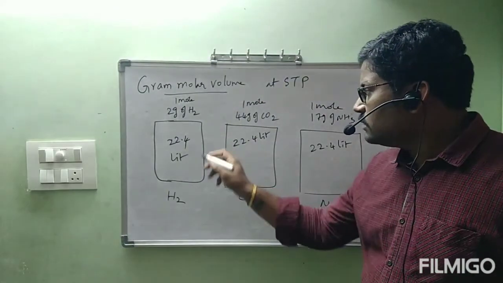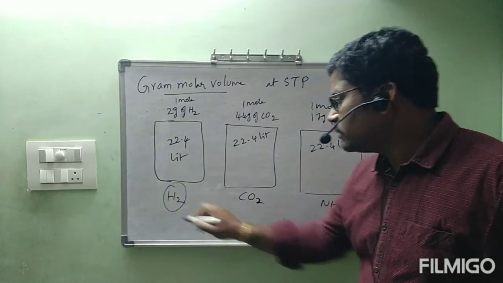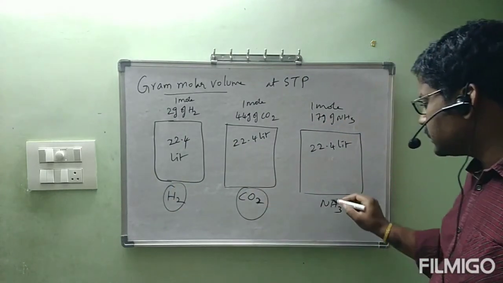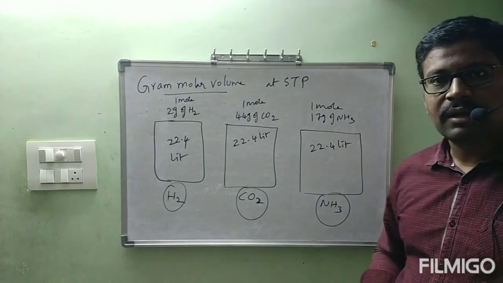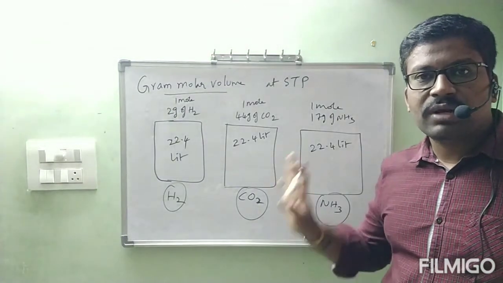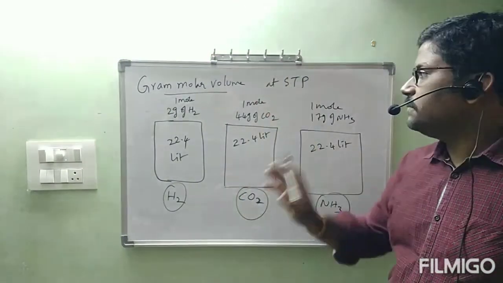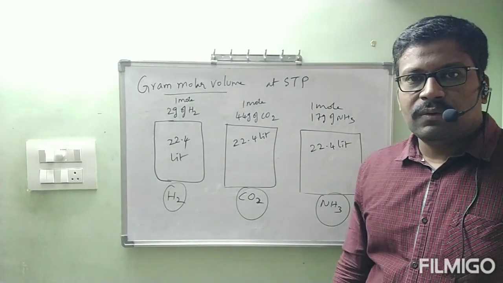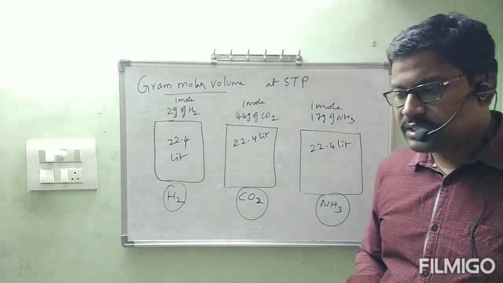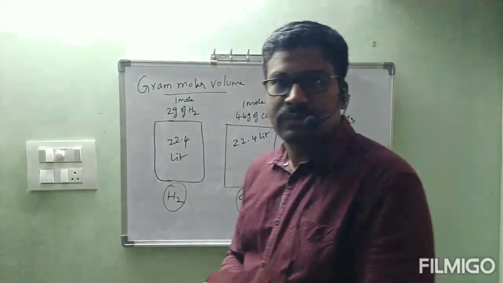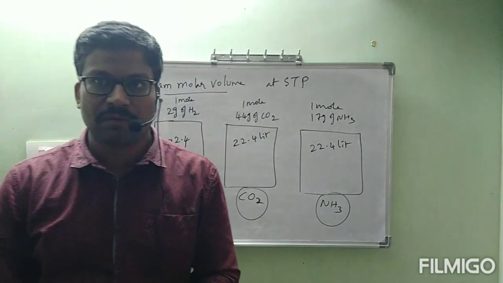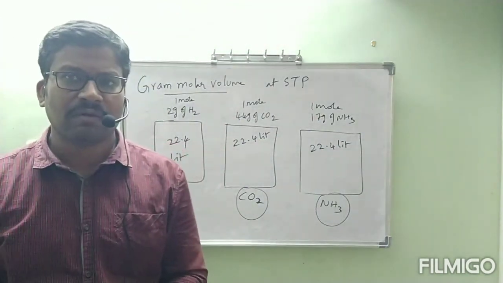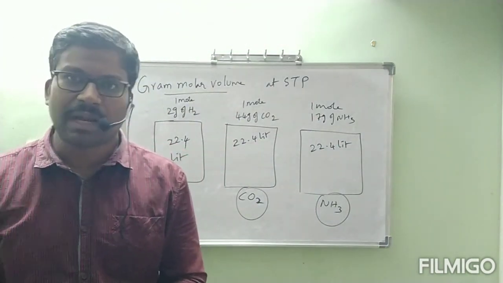What is the gram molar volume? Here what are the gases we took? Hydrogen, carbon dioxide and NH3. Whatever the gas might be, if you take 1 mole of that gas at STP, it will occupy 22.4 liters. That is coming under GMV. This is the definition of gram molar volume: volume occupied by 1 mole of any gas at STP is called gram molar volume.